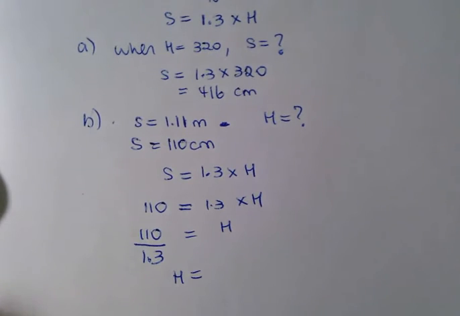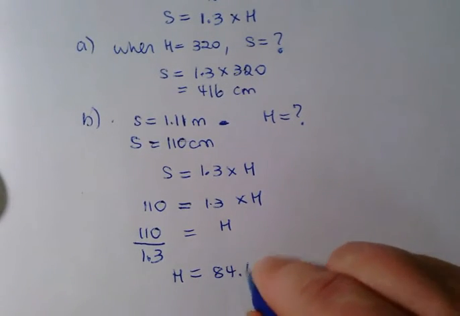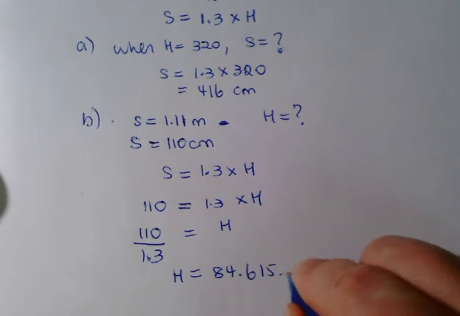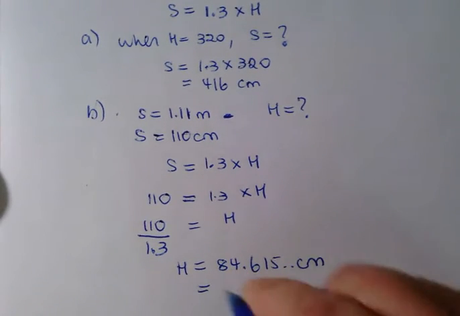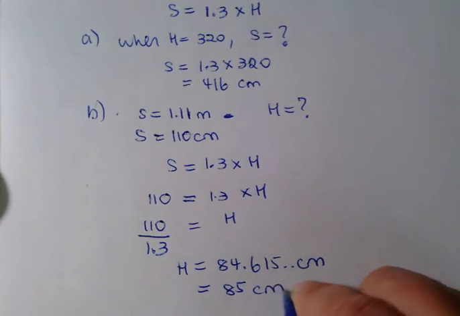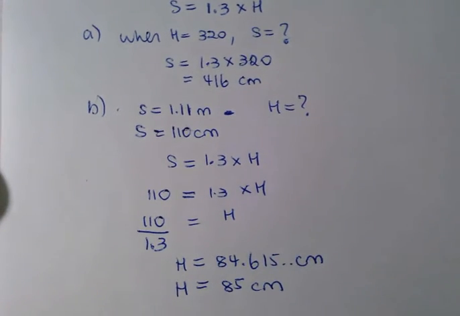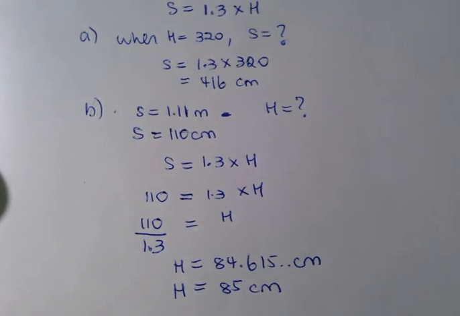So H is 110 divided by 1.3, which is 84.615 centimeters. They want the height of the letterbox to the nearest centimeter, which is 85 centimeters. Okay?